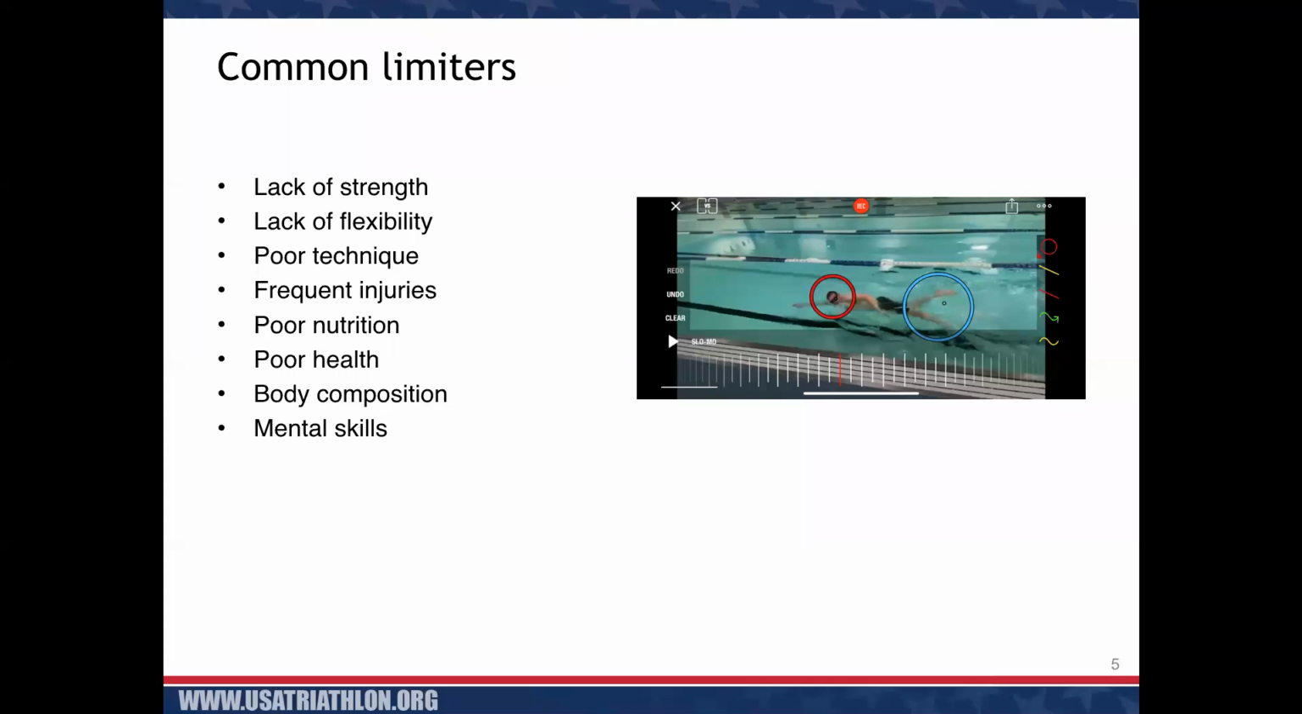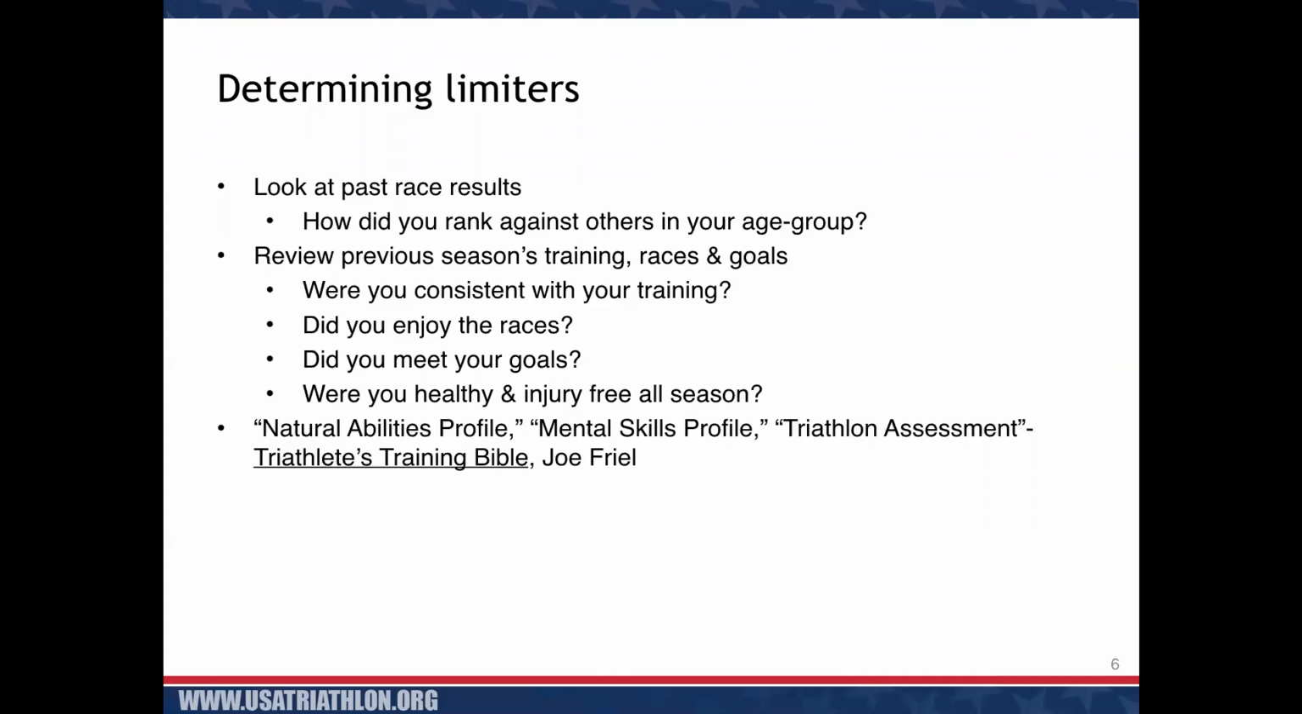So looking at the common limiters that are out there, how do you determine what some of your common limiters are? What I like to do is look at past race results. How did you rank against others in your age group? Were you first out of the water? Were you last out of the water? Are you better in a pool swim versus an open water swim? You could do the same thing with the bike.